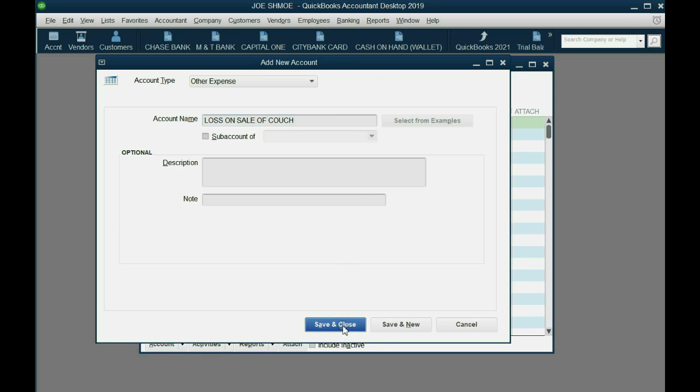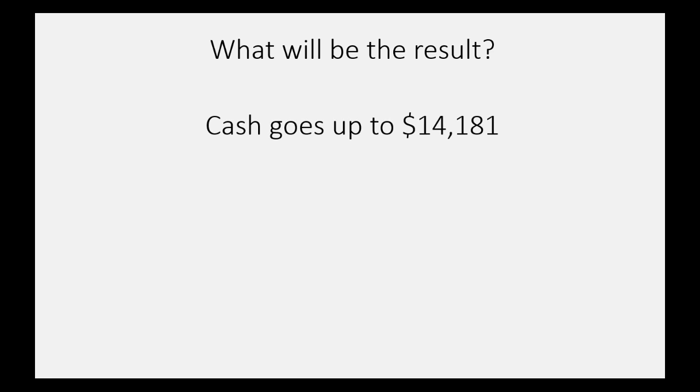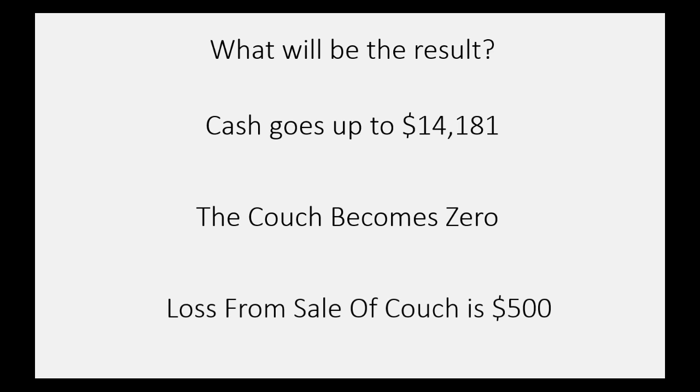Save and close. Now, what will be the result after we record this sale? Well, cash goes up to $14,181 because we will have $1,500 more from the sale of the couch. The couch becomes zero because we don't have the couch anymore, and the loss from sale of couch will show up on the trial balance for the first time as $500. Let's take a look at how to record it.